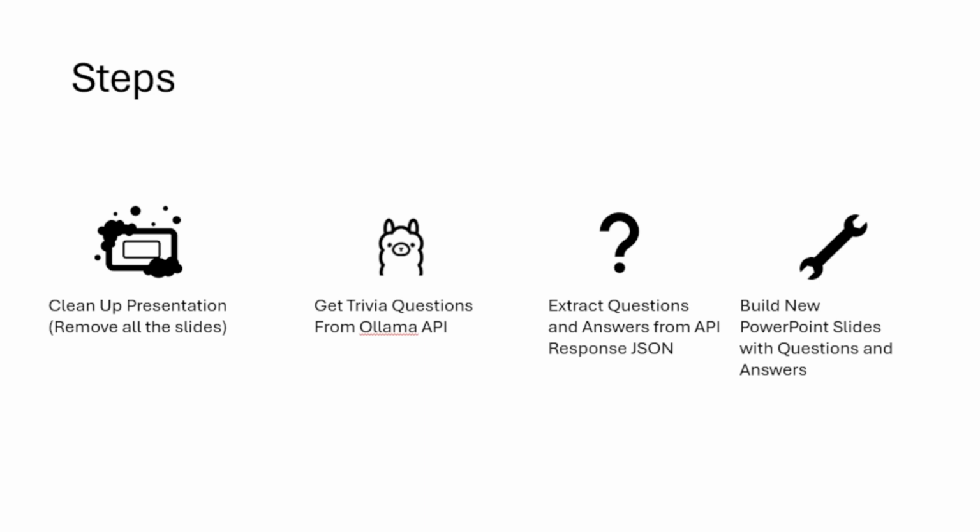And where we're actually going to start is by showing you how to use the Ollama local API to get the trivia questions. And once we have that figured out and we get the actual response from Ollama, we're then going to extract those questions and answers from the JSON string that we get returned. And then once we have all that information, which will basically be just the questions and answers, we're going to take those questions and answers and build out a whole new slide deck. So stick around and we're about to get started.